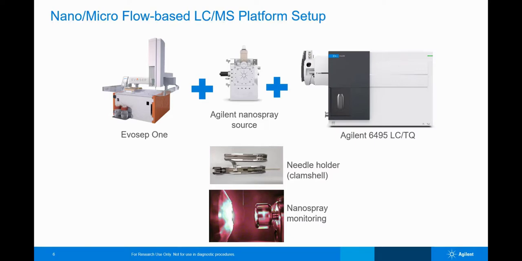And this resulted in very robust spray in our test. And this column and the emitter fit nicely into the Agilent clamshell, which goes into the Agilent nanospray source.